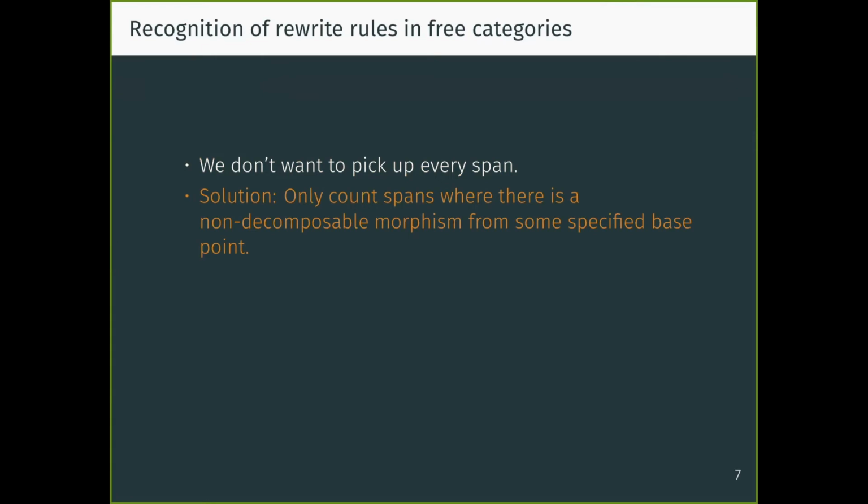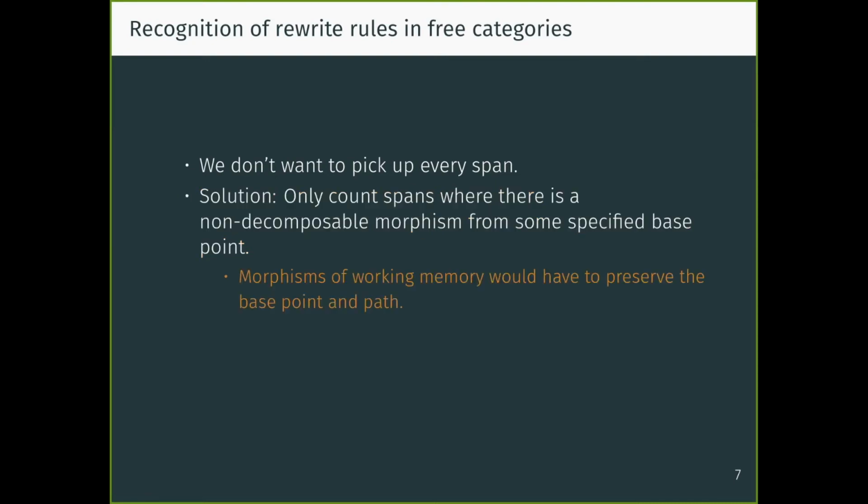One way to do this is to work with pointed graphs, graphs with a specified base node. We shall say then that a span is a rewrite rule if, and only if, there's an edge from the base point to the apex of the span. We can actually generalize this a bit by declaring a span a rewrite rule if it is reachable from a path that begins with some specified path, which itself begins with the base node. Of course, morphisms of working memory would have to preserve the base node and path.